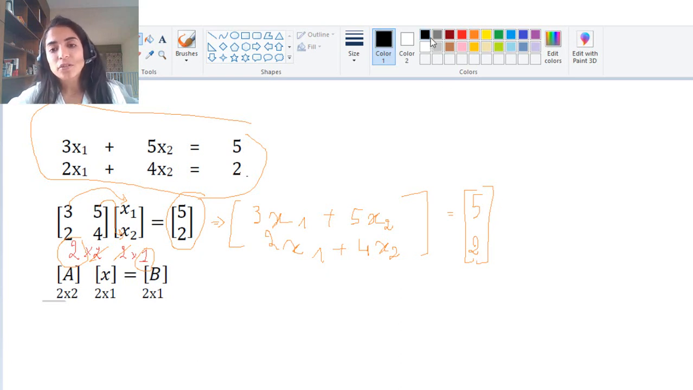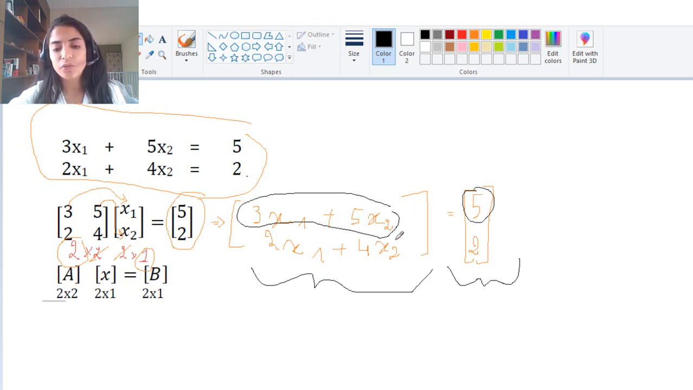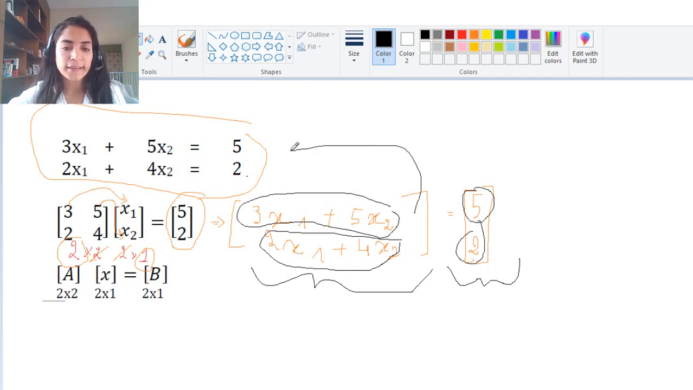And from the operations, guys, I know that if this matrix is equal to this matrix, then each term is equal to its corresponding term, which means 3x1 plus 5x2 is equal to 5, and 2x1 plus 4x2 is equal to 2, so that I can get back to the system of equations. And this means, guys, that this matrix equation describes well the system of simultaneous equations here. Okay, so I can do now the implication.